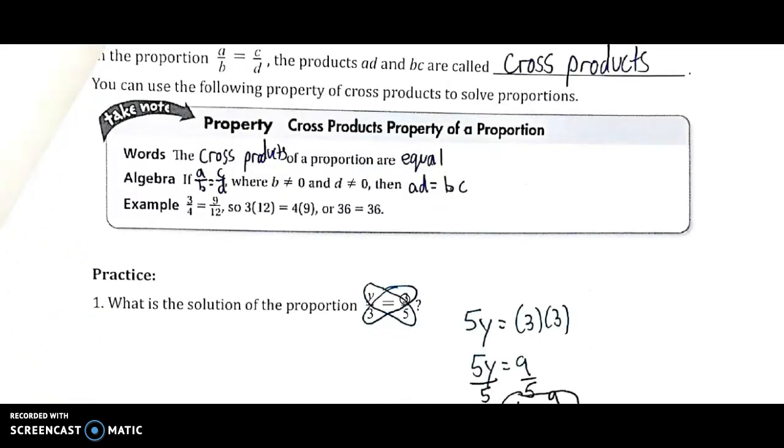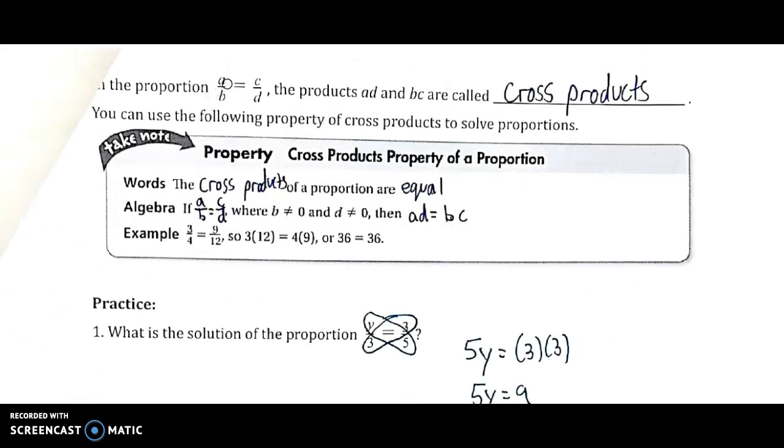So cut off a little bit there, but it says in the proportion A is to B as C is to D, the products AD and BC are what we call cross products. You can use the following property of cross products to solve those proportions. And another way you might have heard this referred to from before, is just cross multiplication. So when you think cross products property, you can also just think cross multiplication. And what that's saying is that the cross products of a proportion are equal.